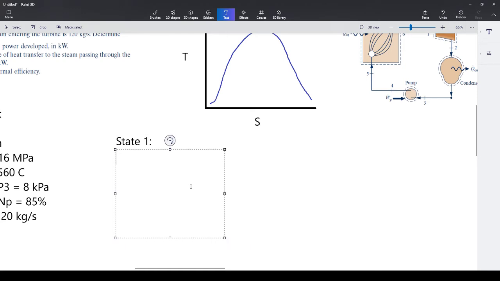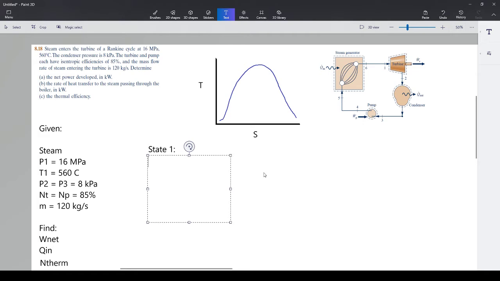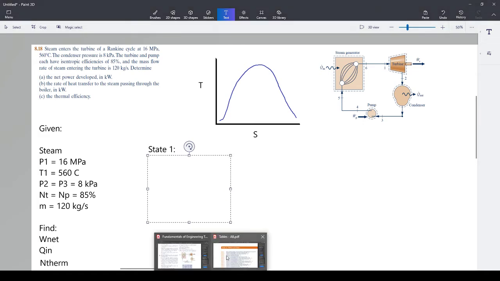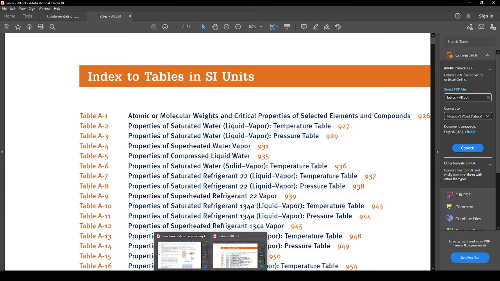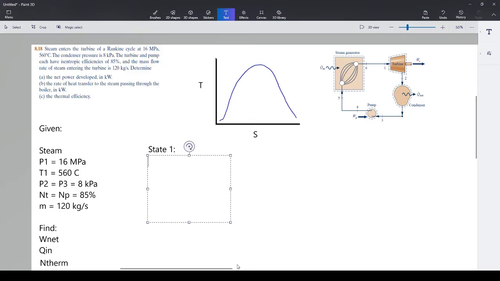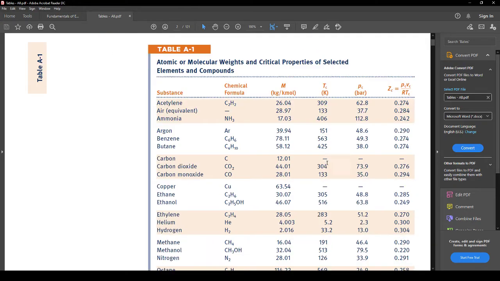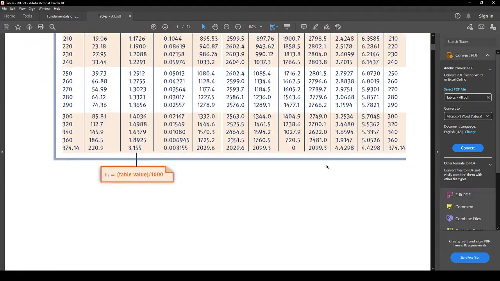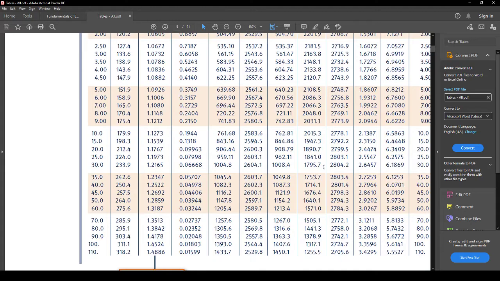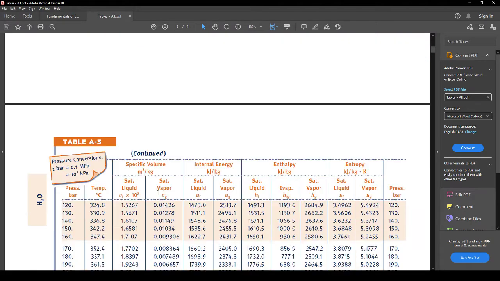So we need to find H1 and S1, right? So we've got to go to the tables. We were given pressure 1 as 16 megapascals, and we were also given temperature 1 as 560, if I recall. Yes, so P1 is 16 MPa, T1 is 560 C. So we're going to go to the tables and look this up. Now we need to find out where it is. Is it superheated? Is it saturated? I'm going to tell you it's probably superheated, but we will see. So 16 megapascals, which I believe is 160 bar.